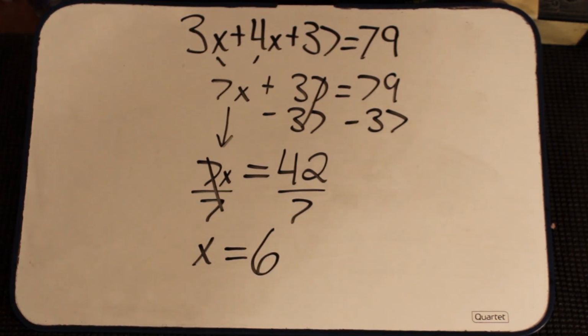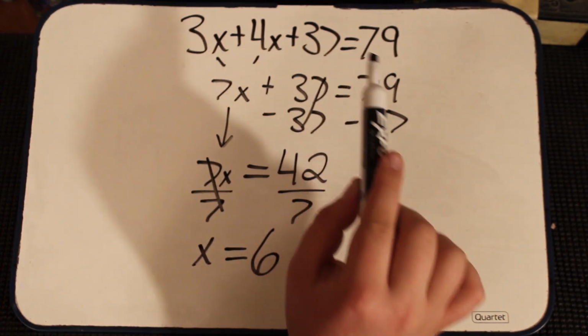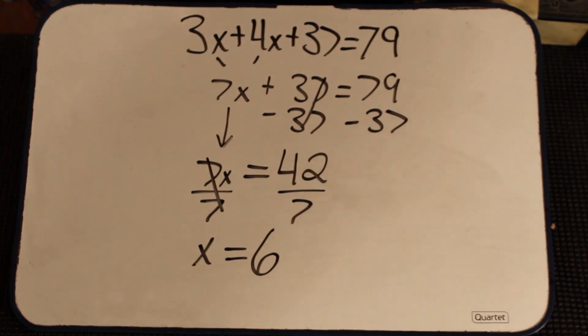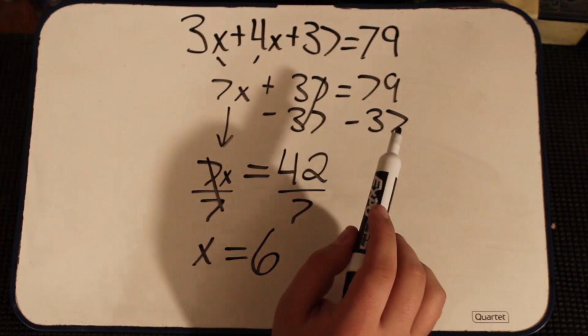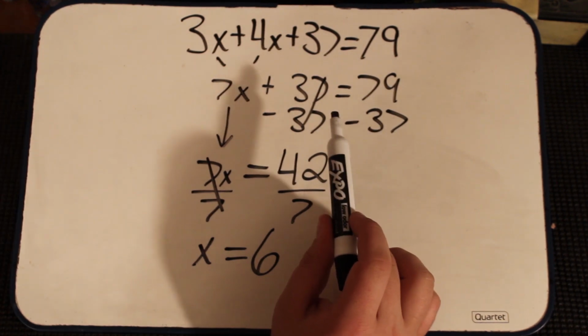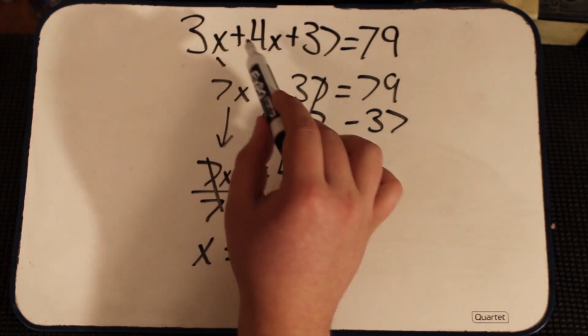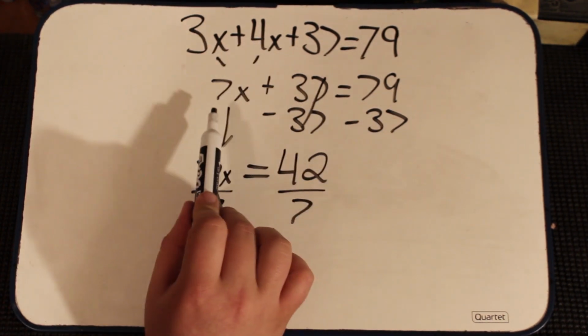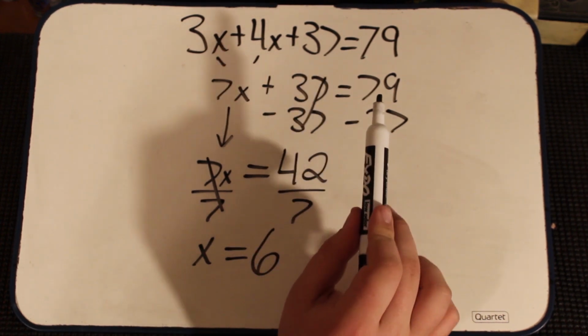Let's recap for a second. Let's talk about what we just did, because a little more happened than last time. We have the initial equation, 3x plus 4x plus 37 equals 79. We have like terms. We have two x terms. Let's combine them. Let's make our life simpler. When we combine them, we add them together in this case. So we combine them down and we get 7x plus 37 equals 79.